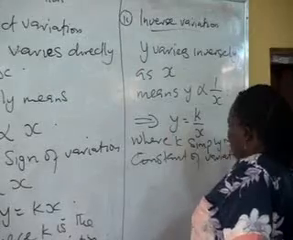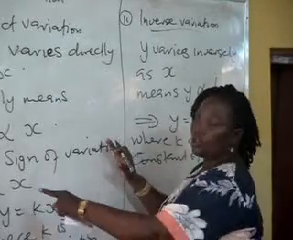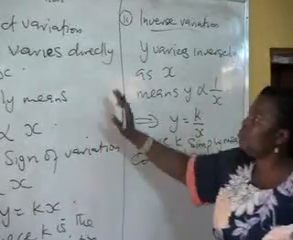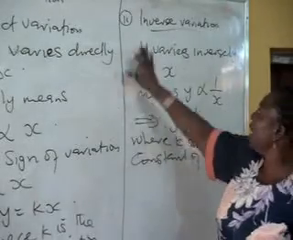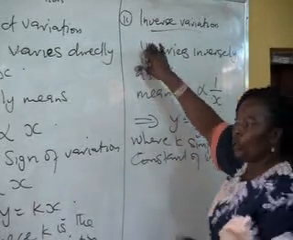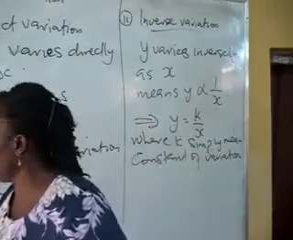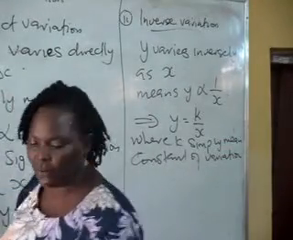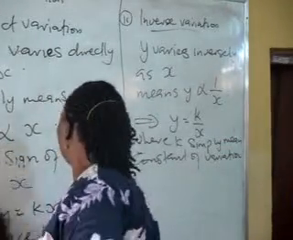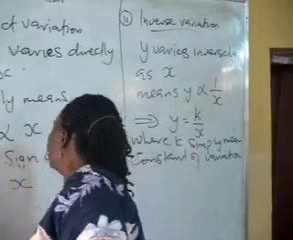Now we are not going to solve any example on both direct and inverse variation. We are going to take the direct and inverse variation under joint variation. So we are going to move to joint variation now.